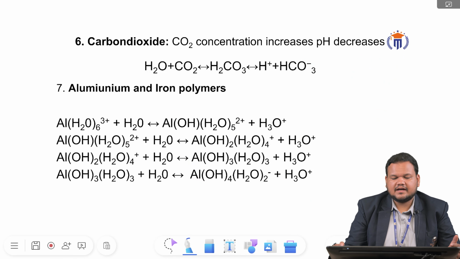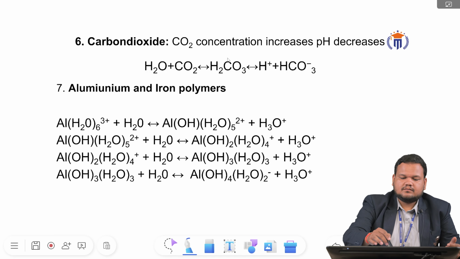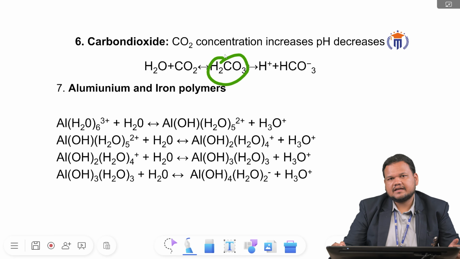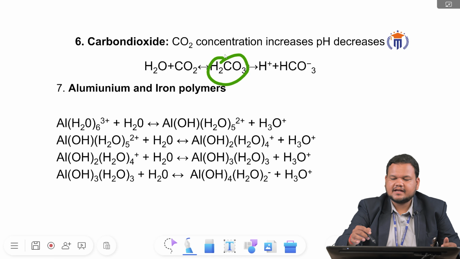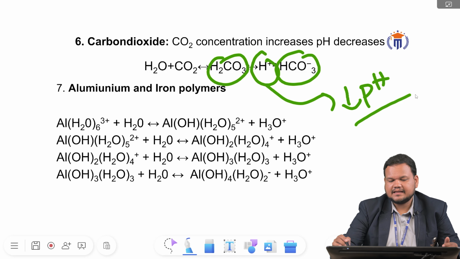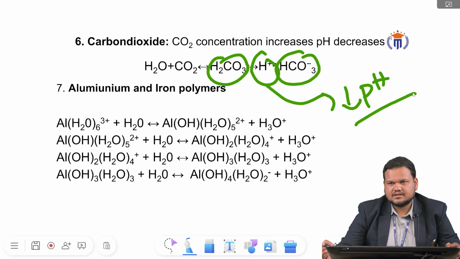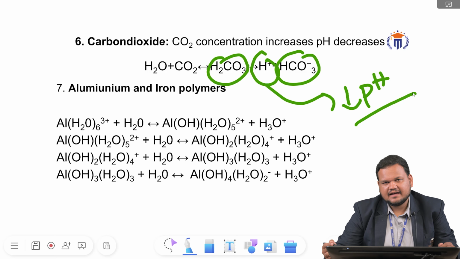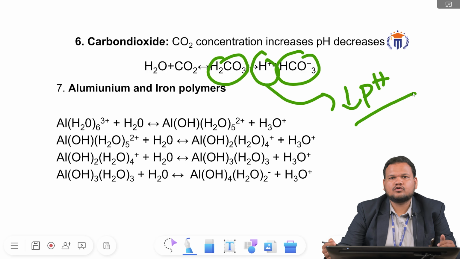And next is carbon dioxide concentration. As carbon dioxide concentration increases, it leads to formation of carbonic acid. This carbonic acid disintegrates into bicarbonate and one hydrogen ion, leading to a decrease in pH and an increase in soil acidity. As you can see here, aluminum polymers act as a buffer. As pH increases, more hydrogens are released to maintain a stable or buffered pH within the soil.